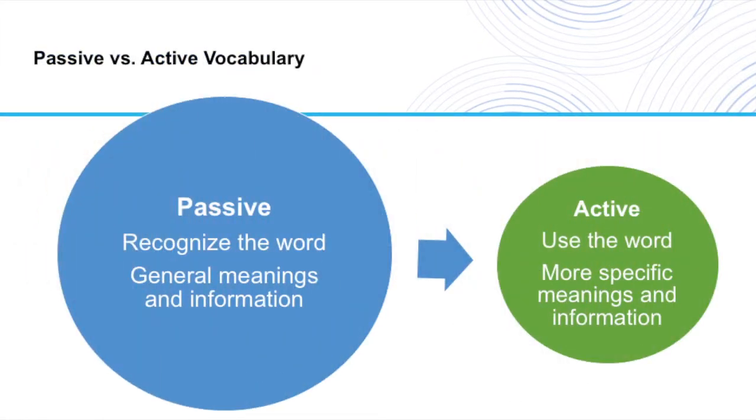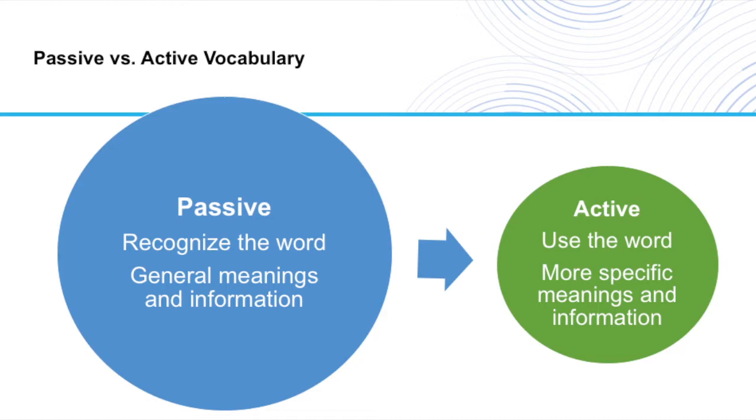So, what is passive vocabulary? What is active vocabulary? If you look at the diagrams, you can see that passive vocabulary is the words that you recognize. Maybe you only understand a general meaning, but it is enough to help you understand the whole of what you are reading or hearing. You do not need a lot of specific information about your passive vocabulary. It is the first experience that you have with new words.